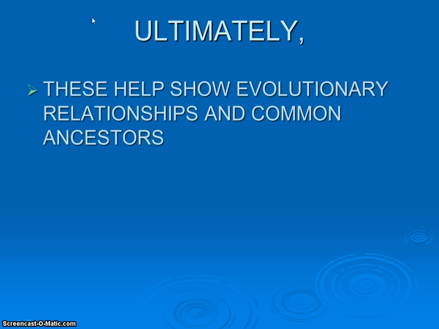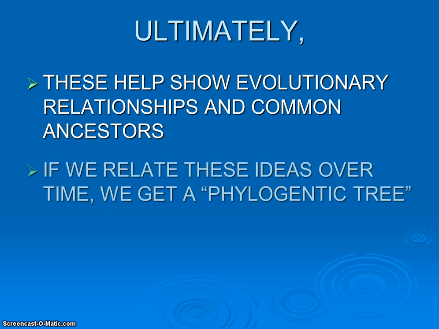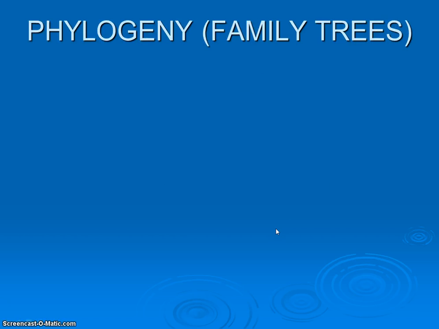Now, why would we do that? Ultimately, our main goal is so that these can help us hopefully try to show evolutionary relationships and common ancestry. Because if we relate these ideas, this comparison and this cladogram, we can put them together and get what's called a phylogenetic tree. Now, a tree, like a family tree, is exactly what that's implying. Now, phylogeny refers to phyla, or in one singular term, phylum. Each one of these phyla is one individual group of related organisms.